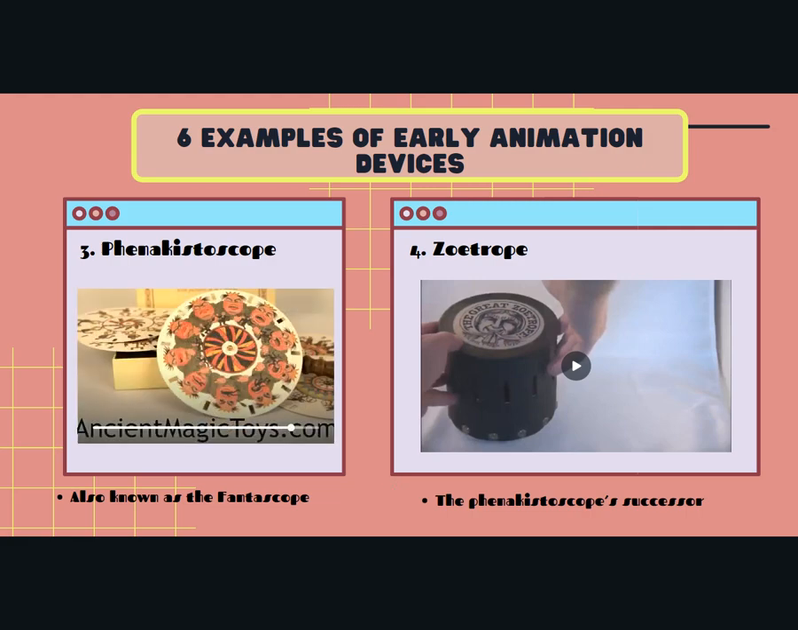So, this is the phenakistoscope. Without the use of the mirror, you can't see the illusion clearly. You need to use it to see the illusion. It really moves. So, the fourth one is the zoetrope.